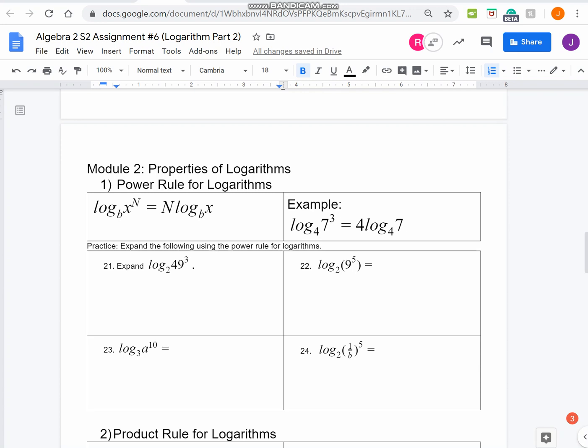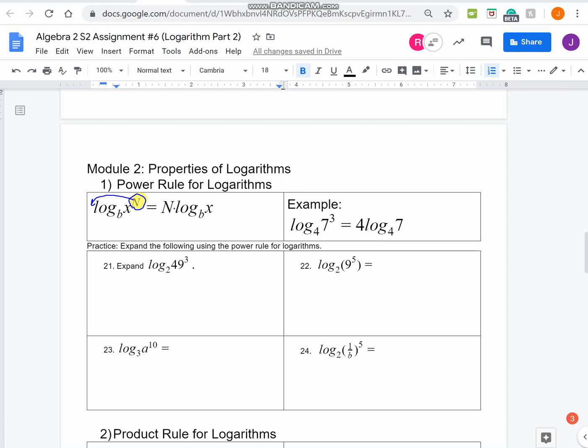So let's take a look at this. Log base b of x to the nth power. When you have an exponent in the log, the way you can rewrite it is to bring this n, this exponent, all the way to the front, and this is multiplication. So it becomes n times log base b of x. Simple, right? When you have an exponent, you can bring it all the way to the front and multiply it to the logarithm.